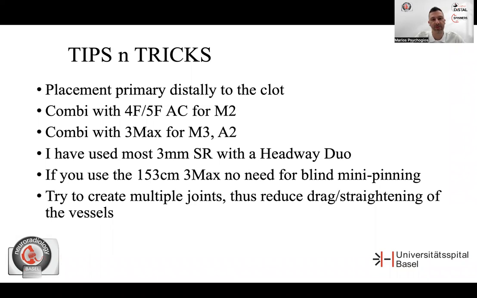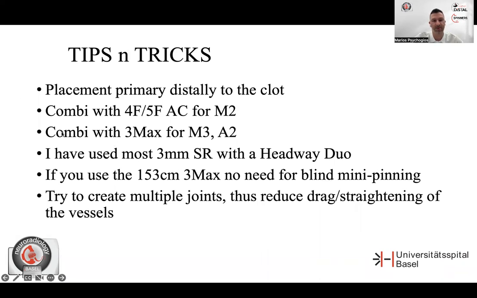What we do for M2 occlusions is that we usually combine the stent retriever with a 4 or 5 French aspiration catheter. So again, not many options there: the 4MAX or the Sophia 5, the CAT 5. Again, we are hoping for more devices in the near future that are dedicated for MeVOs. And if you're going even more distally, to the A3 or the M3, then we use smaller aspiration catheters, like, for example, the 3MAX.